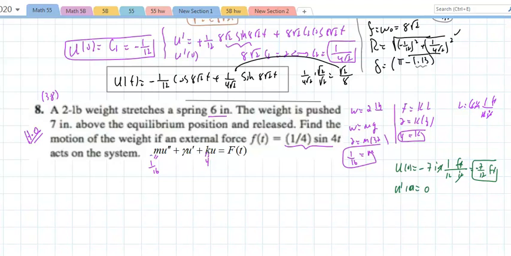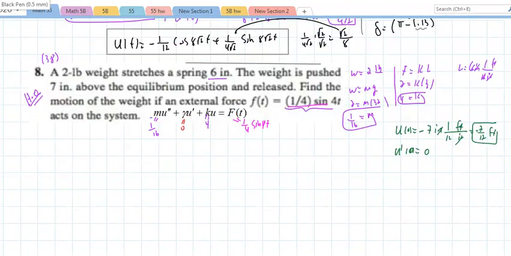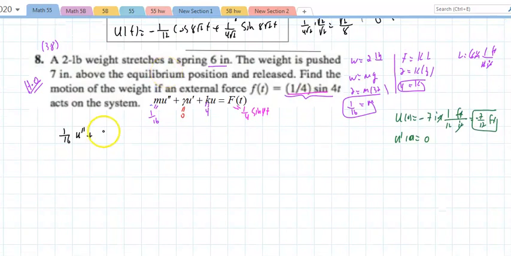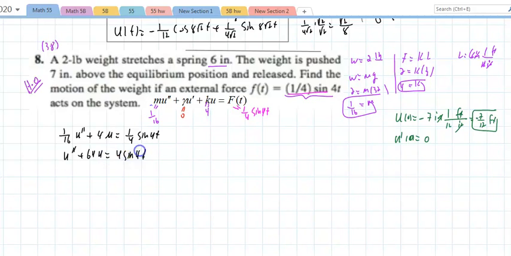Find the motion, and they gave us, in this case, the external force. That's this. And since they didn't mention anything about gamma, that would be 0, right? Alright, so I'm looking at an equation that reads 1 over 16 u double prime plus, what is that called, gamma? That was called damping. The damping coefficient is 0. Plus 0, that's gone. Plus 4u equals 1/4 the sine of 4t. So u double prime plus 64u equals 4 the sine of 4t.